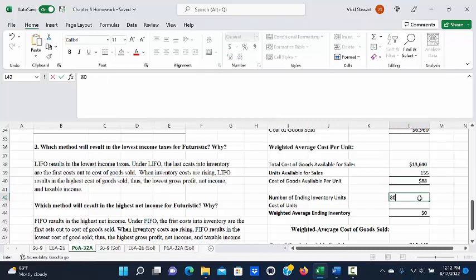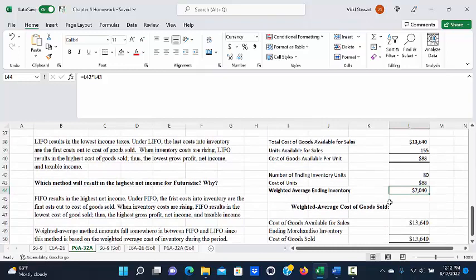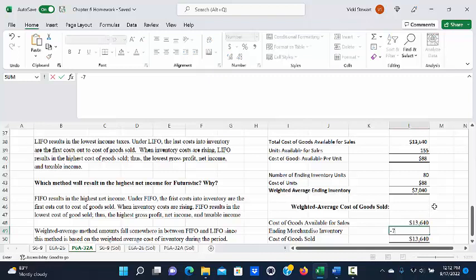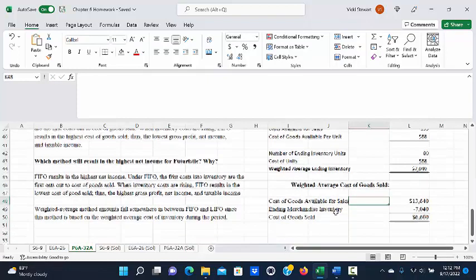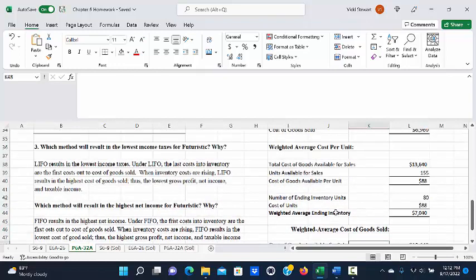We know we had 80 units in ending inventory, and when we multiply that by the $88 per unit, we get weighted average ending inventory of $7,040, which when we subtract that from our cost of goods available for sale gives us cost of goods sold under weighted average of $6,600.